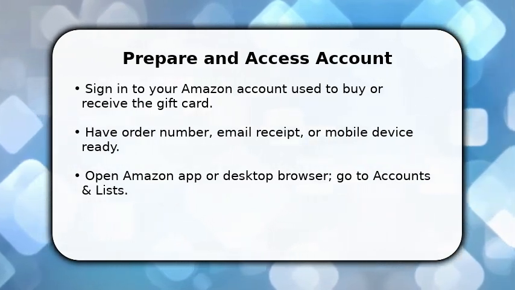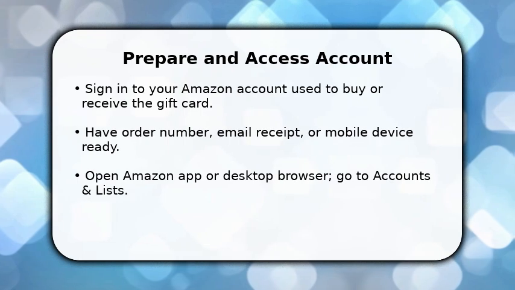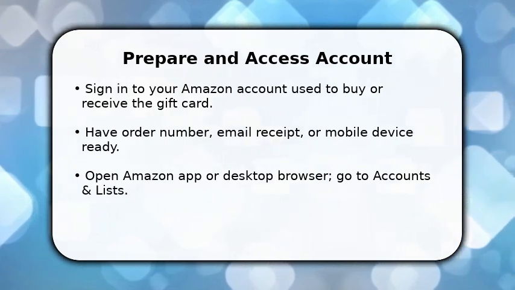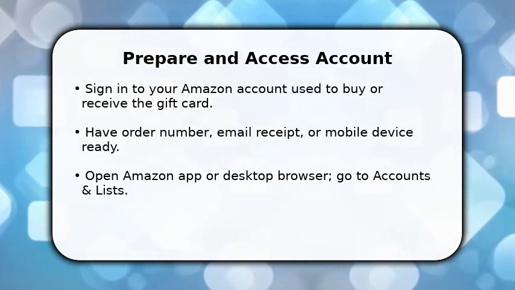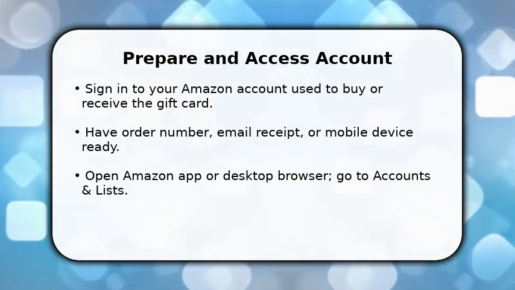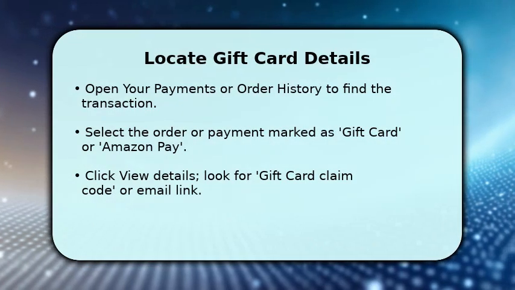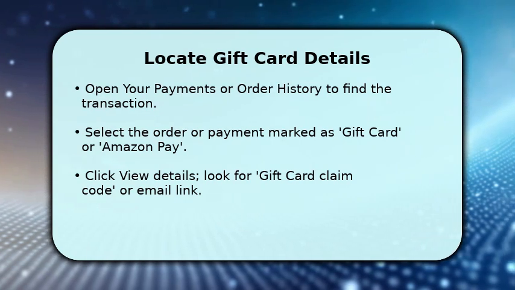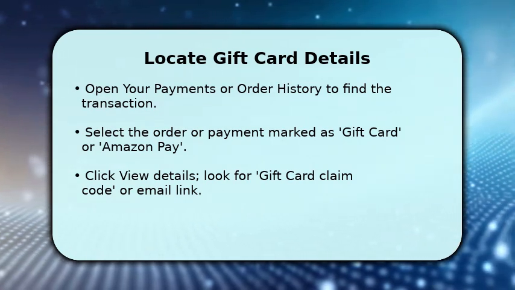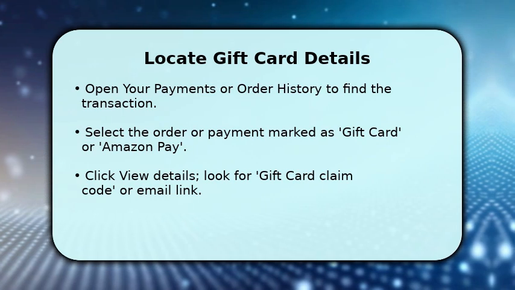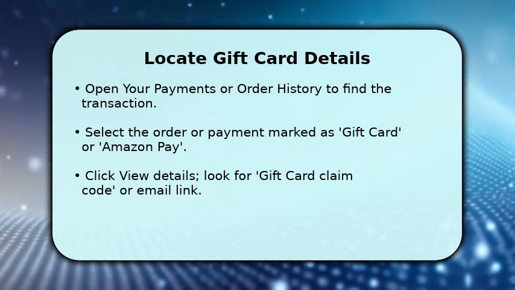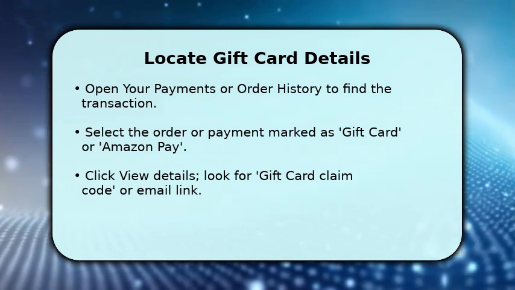Now navigate directly to accounts and lists and then to your payments. These precise locations are where gift card details live, so don't jump around. Next, go into your payments or order history and find the transaction labeled as a gift card, Amazon Pay Balance, or digital gift. Once you select that record, click View Details. This reveals the gift card entry and any claim code attached.